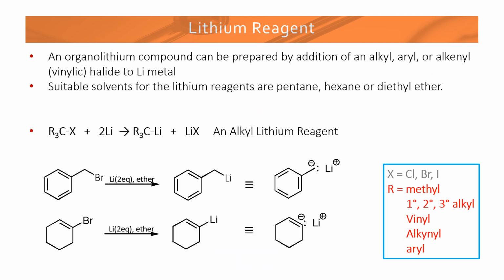The organolithium compound can be prepared by using the organohalide with lithium metal in a suitable solvent such as hexane or diethyl ether. These are all nonpolar species. We react the alkyl halide with the metal to realize the lithiated species, which is quite nucleophilic at that carbon center, which we can represent as a carbon anion.